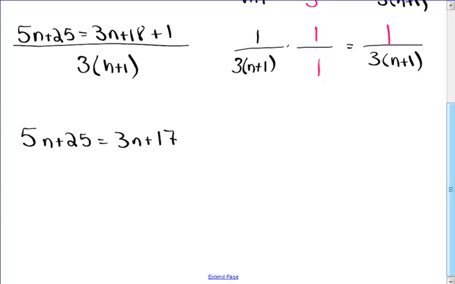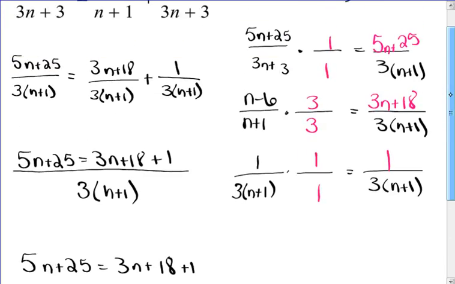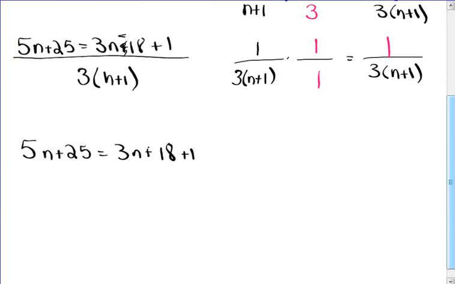Oh, sorry, I went a little too far, too fast. 18 plus 1. Is there a subtraction sign running around here somewhere? Yes, there is. There's a subtraction sign right there. I knew there was. That means this is a subtraction sign. Sorry, math teachers do make mistakes.